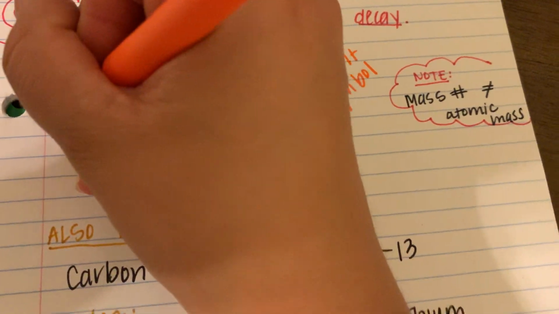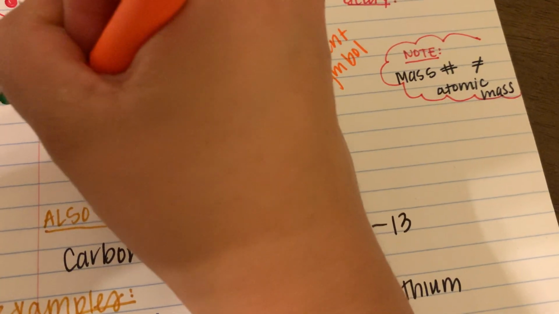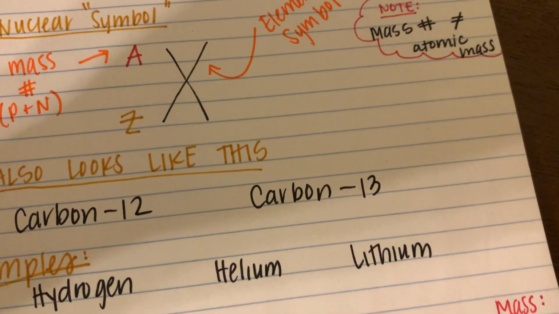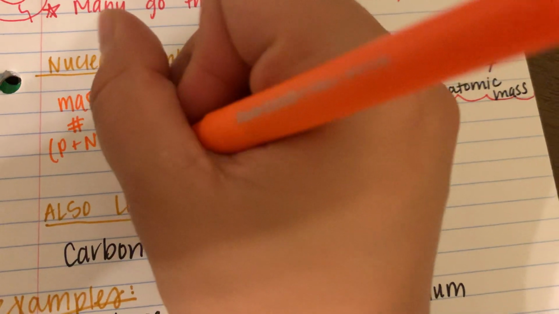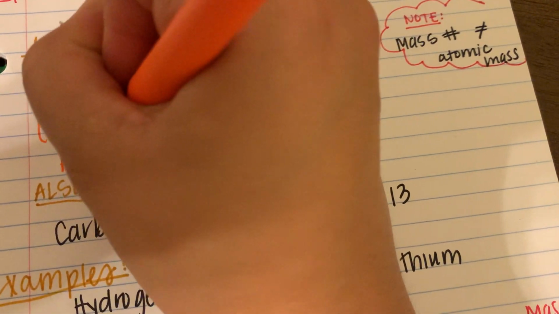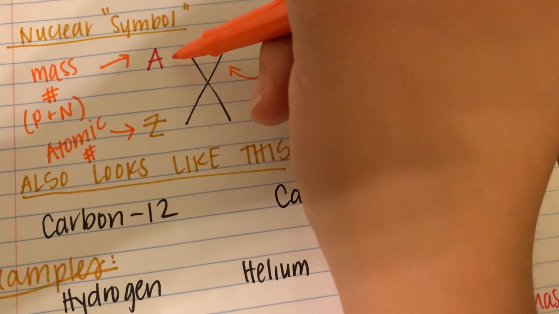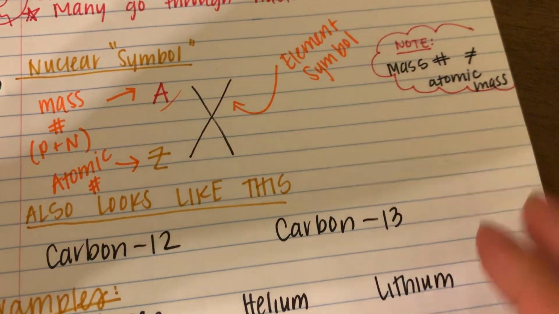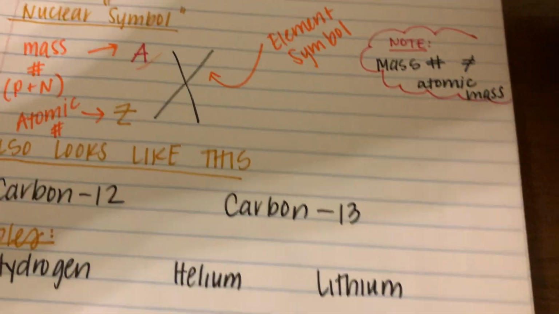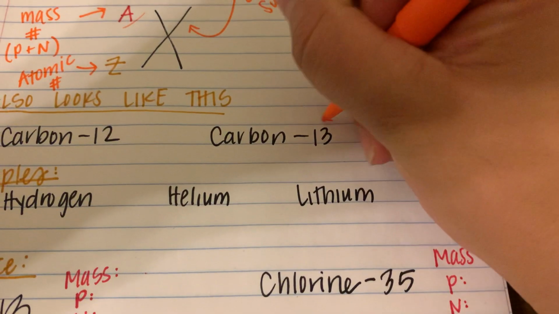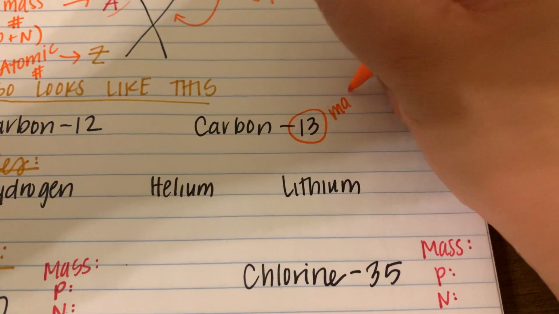This top number is known as the mass number. Remember, protons plus neutrons, okay? And then this Z, or the bottom number, is the atomic number. Hopefully that's not super confusing, because when you see A, you might think, oh, atomic number. No, atomic number goes on the bottom, mass number on top, okay? Besides that, it can also look like this. Sometimes they'll show you carbon 12, carbon 13. These numbers right here are the mass numbers, okay?